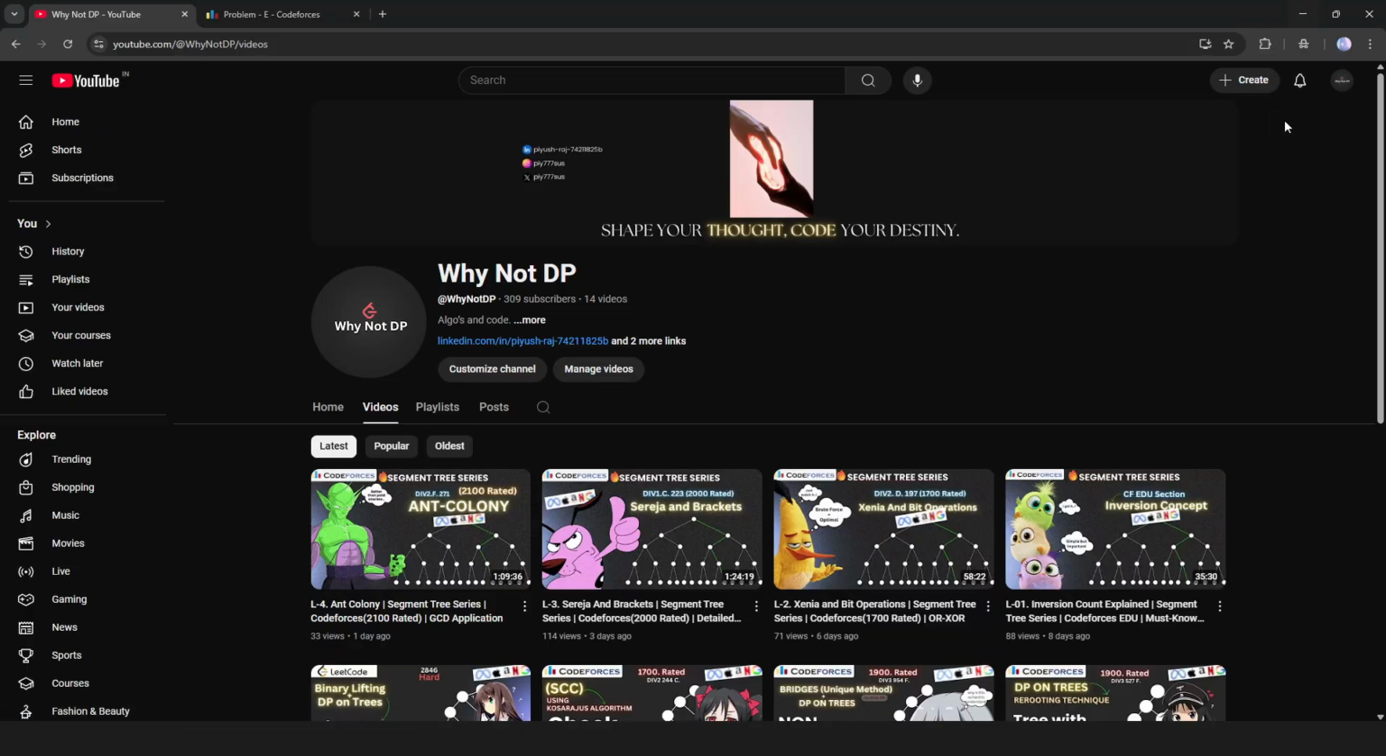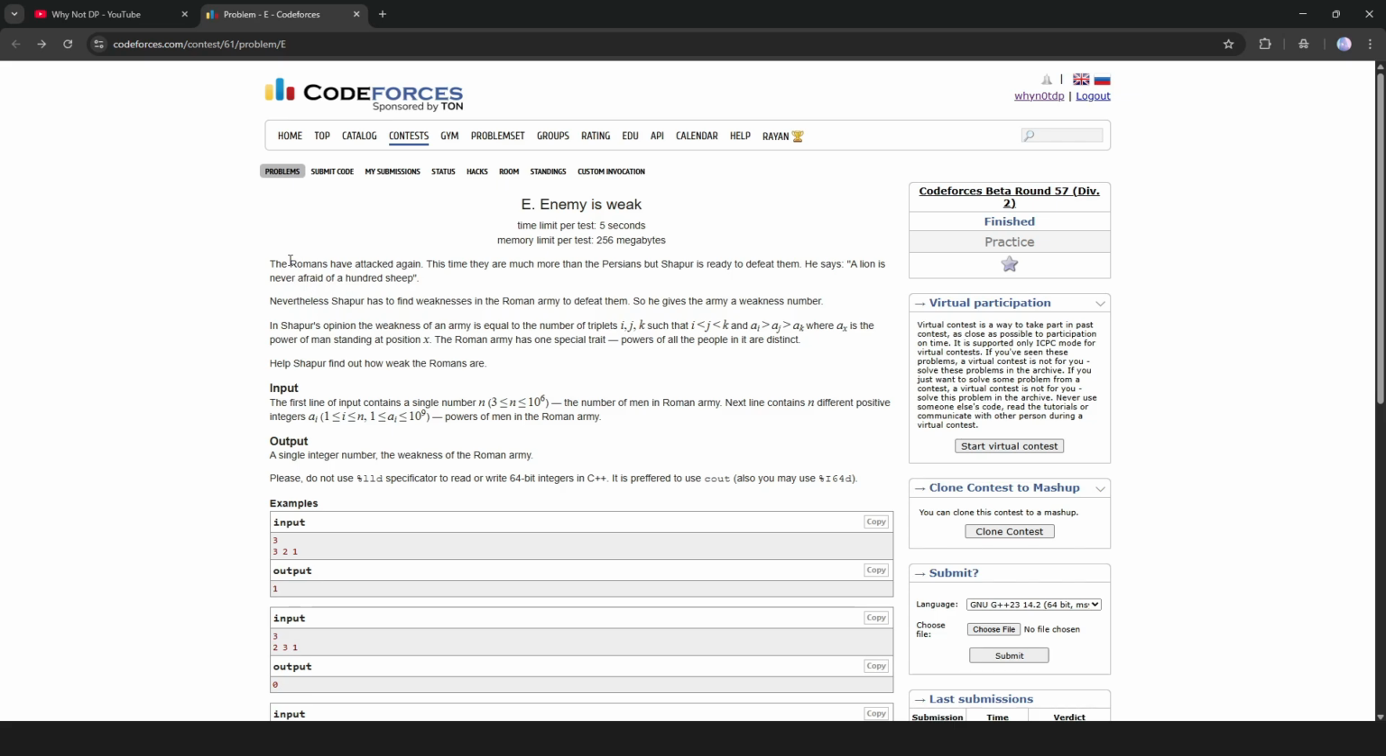So let us come back to the topic now. The problem reads like this: the Romans have attacked again. This time they are much more than the Persians, but Shapur is ready to defeat them. He says a lion is never afraid of 100 sheep. You can ignore this line. Nevertheless, Shapur has to find a weakness in the Roman army to defeat them, so he gives the army a weakness number. You can also ignore this line, it is not of much significance.